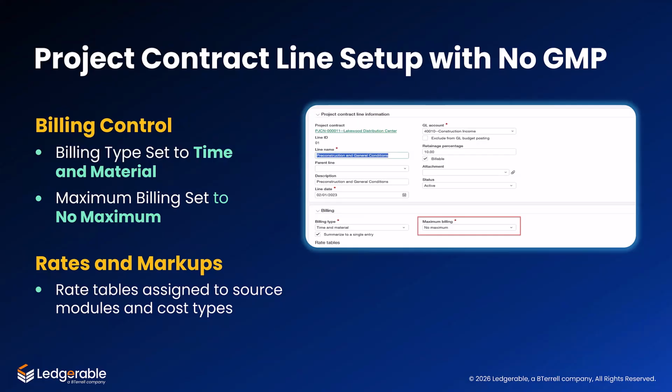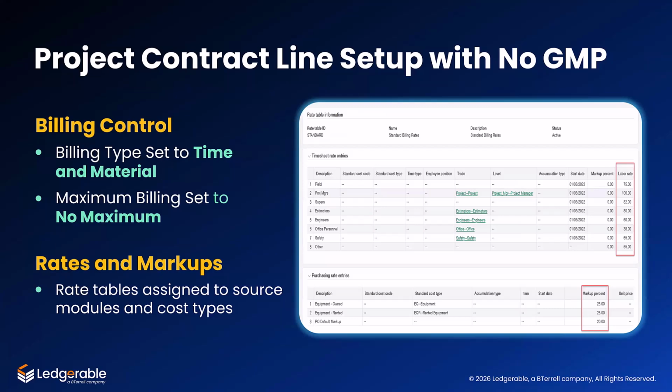When setting up a time and materials contract without a cap, each contract line is configured with a billing type of time and materials with maximum set to no maximum. This is where rate tables are also assigned. Once again, these rate tables provide the labor rates by trade or category and markup percentages on other cost types that may be entered through accounts payable, purchasing, credit cards, employee expense reports, and even via the general ledger.